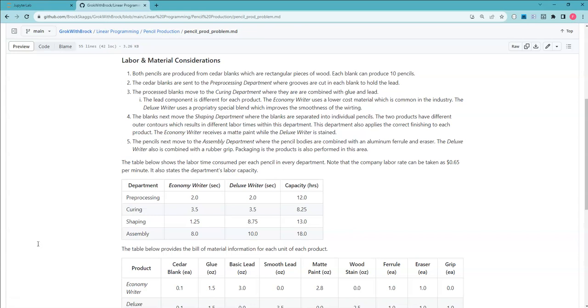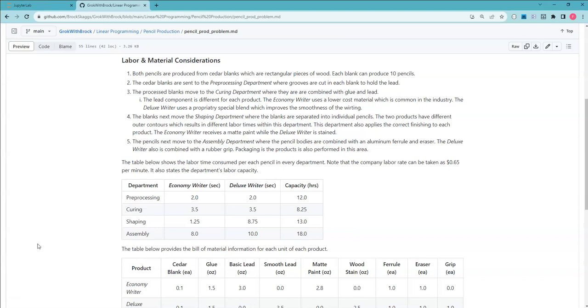Now, when we go to make a single instance of either the Economy Rider or the Deluxe Rider, we'll consume some of that labor. Notice these two columns are in seconds. For the Economy Rider, it spends 2 seconds in pre-processing, 3.5 seconds in curing, 1.25 seconds in shaping, and 8 seconds in assembly. Similarly for the Deluxe Rider there.